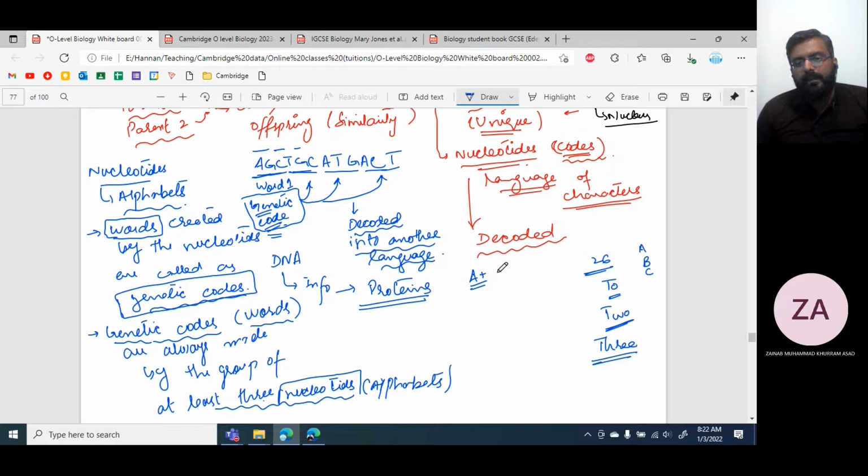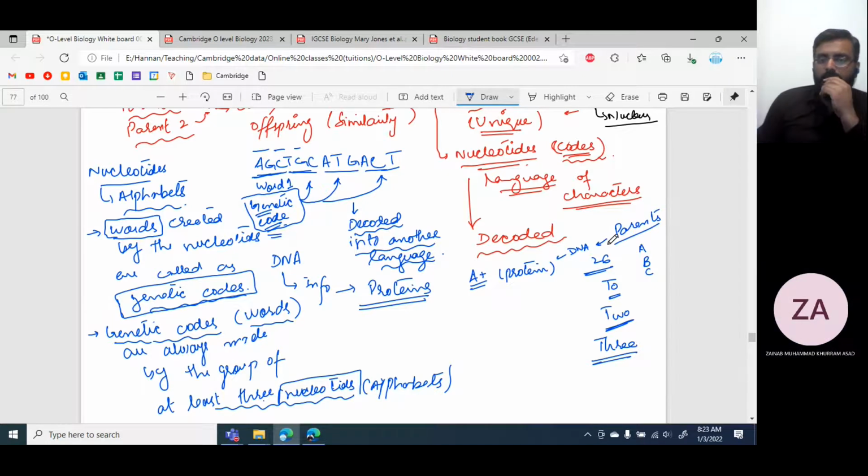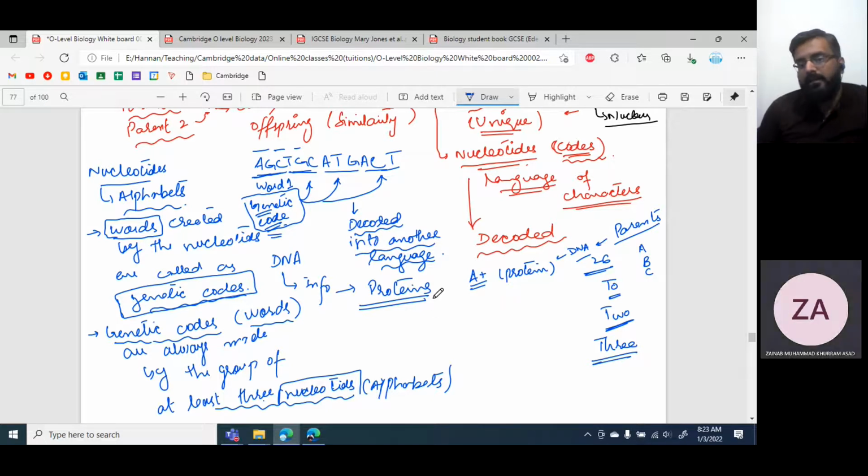A positive is actually defined by a protein, and protein is made by the DNA, and DNA is given to us by our parents. So it means if the parents give us the DNA, then that DNA would define our body by creating suitable proteins.